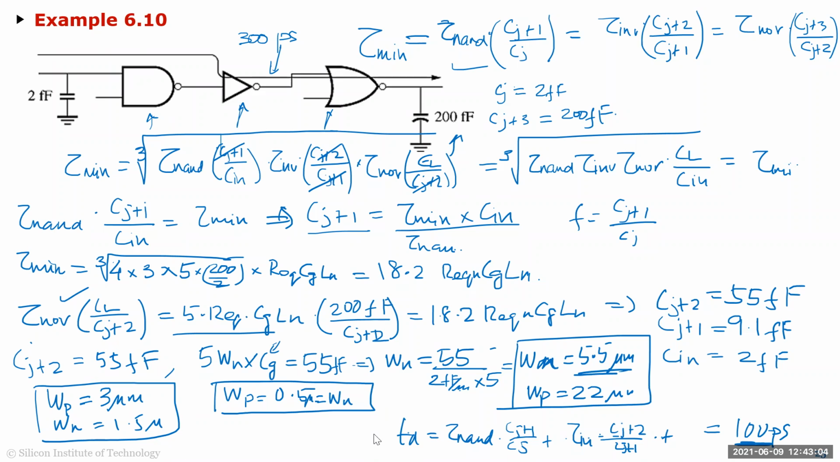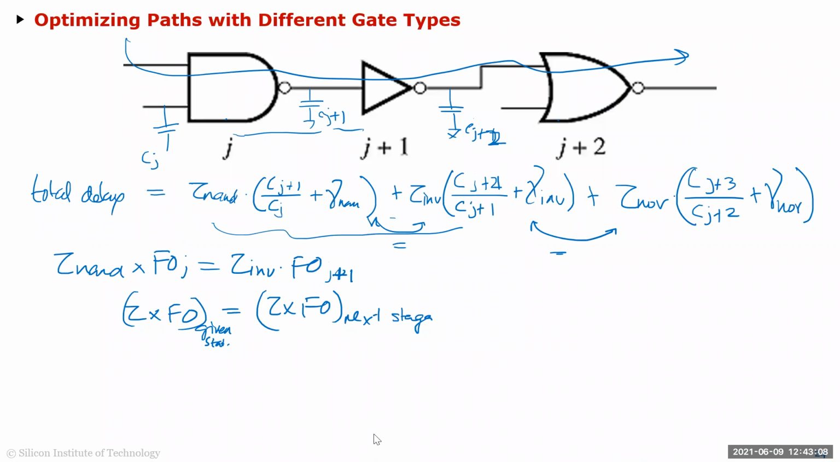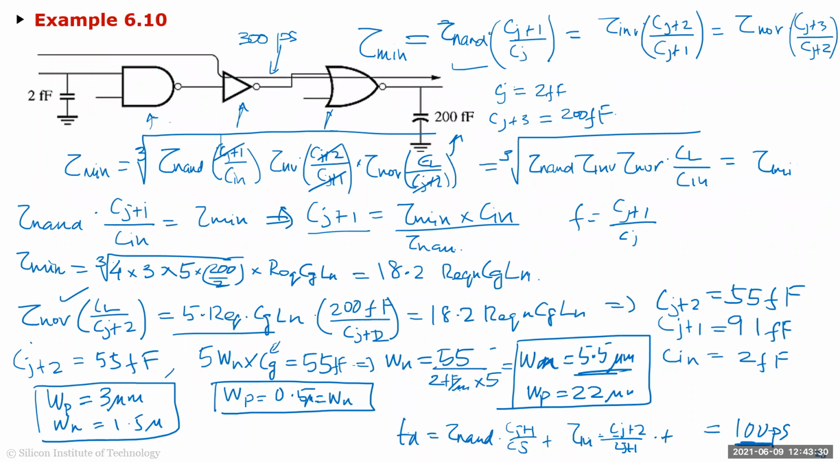Okay. And the takeaway from this expression here is that you want to make sure that whatever is your minimum inverter delay or your NAND gate delay or NOR delay times the fan out should be equal to the next inverter or NOR or NAND delay times its fan out. That's what you should take away from this. If you do this for every stage, then you minimize that path, and that's exactly what we did here.